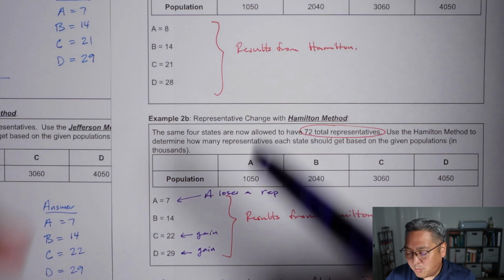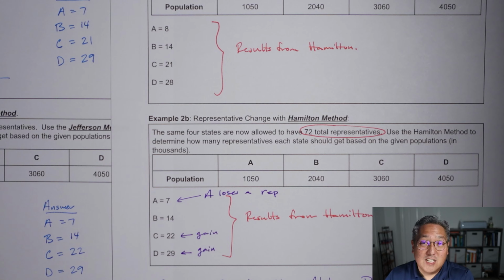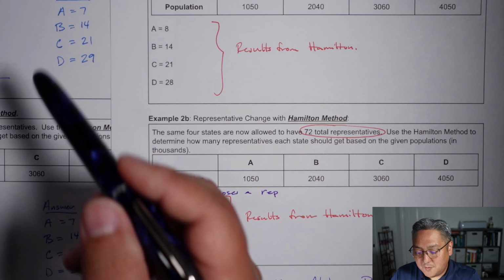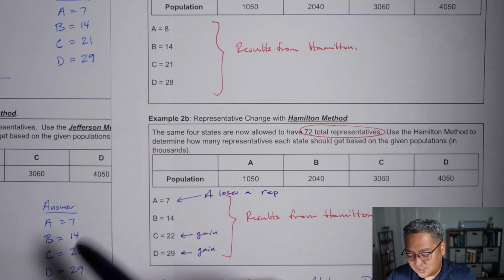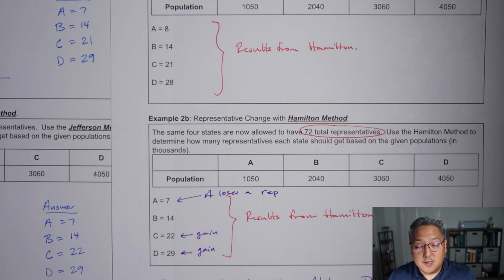So this is a problem with the Hamilton method, that it's sort of inconsistent, right? Jefferson seems to be more consistent. As you add a representative, it adds a representative to one of the states. It doesn't move them around, essentially.